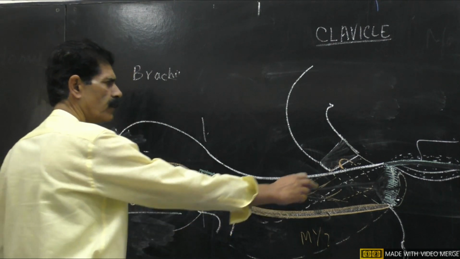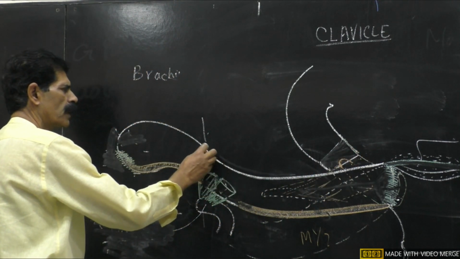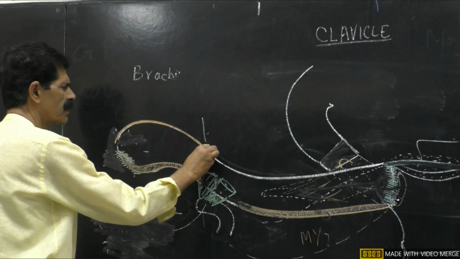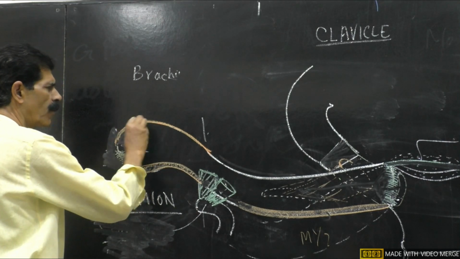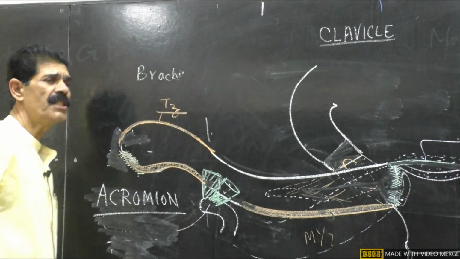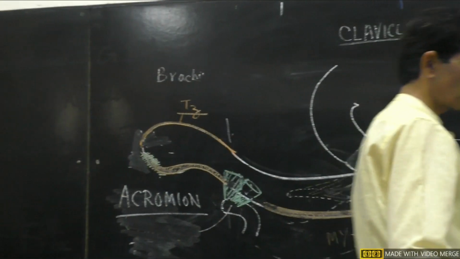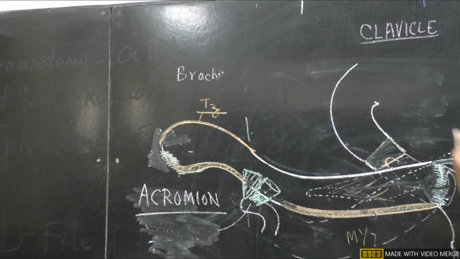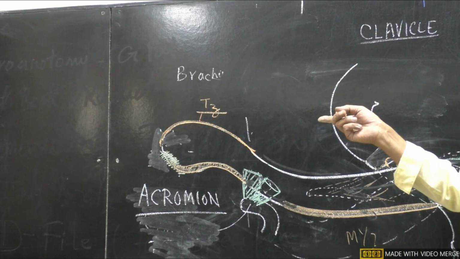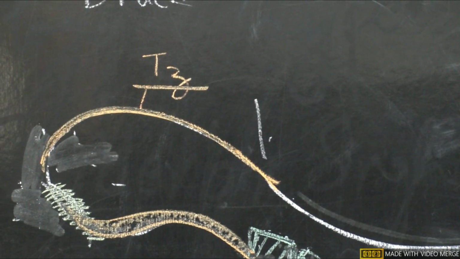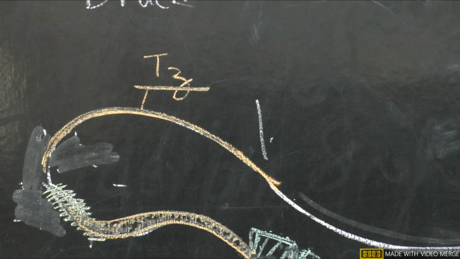Then the posterior border of the clavicle in the lateral 1/3 gives the insertion of a muscle. Posterior border, that is the trapezius. The trapezius muscle will be covered later on in the head and neck region. At most we need to know the name of the muscle. Trapezius from the lateral 1/3 of the posterior border of the clavicle. Lateral 1/3.